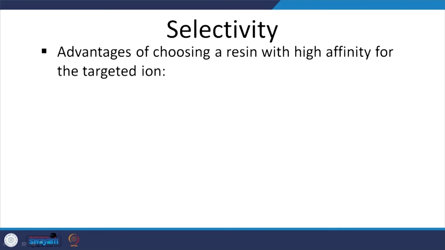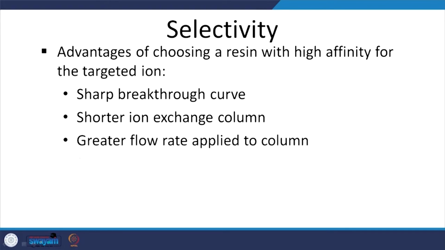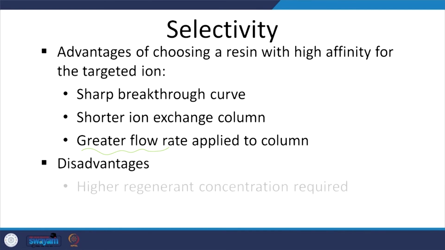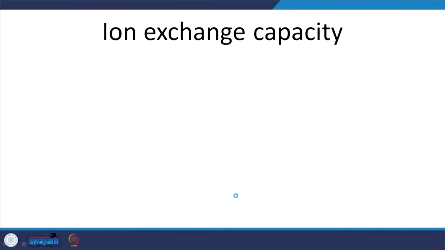So if we choose a resin with high affinity for the compound of interest, why is that going to be relevant? Obviously a sharper breakthrough, leading to a shorter ion exchange column, and then obviously I can have a greater flow rate, right? And the disadvantage, obviously, is that if my resin has great affinity for the compound that I am trying to remove, later when I am trying to regenerate this particular resin, it's going to be relatively difficult. Why is that? Because it likes the compound so much, right? So that's one aspect to look into.